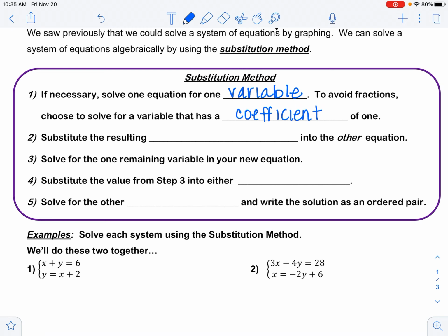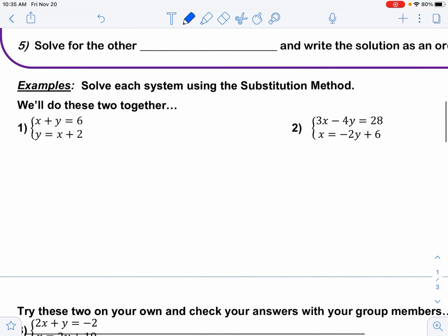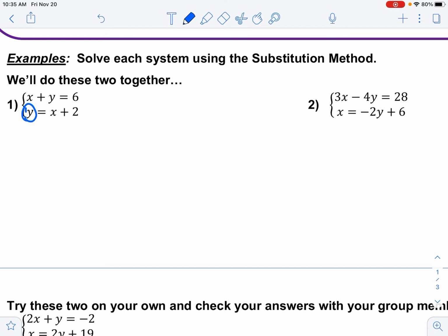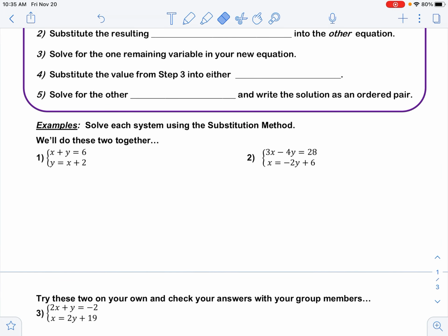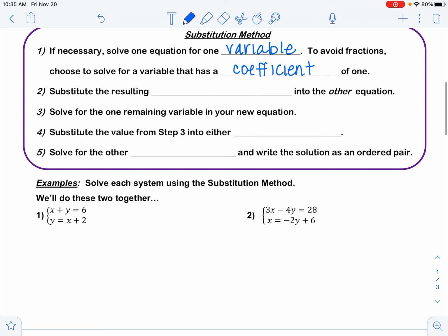So this first step is pretty much already done for you in everything that we're doing because I only use substitution if an equation's already solved for a variable and it has a coefficient of 1. I'll point that out right here and here. This equation's already solved for y and the coefficient's 1. This equation's already solved for x and the coefficient's 1. So like that's already going to be done for you. All right. Step number 2, you are going to substitute the resulting expression into the other equation.